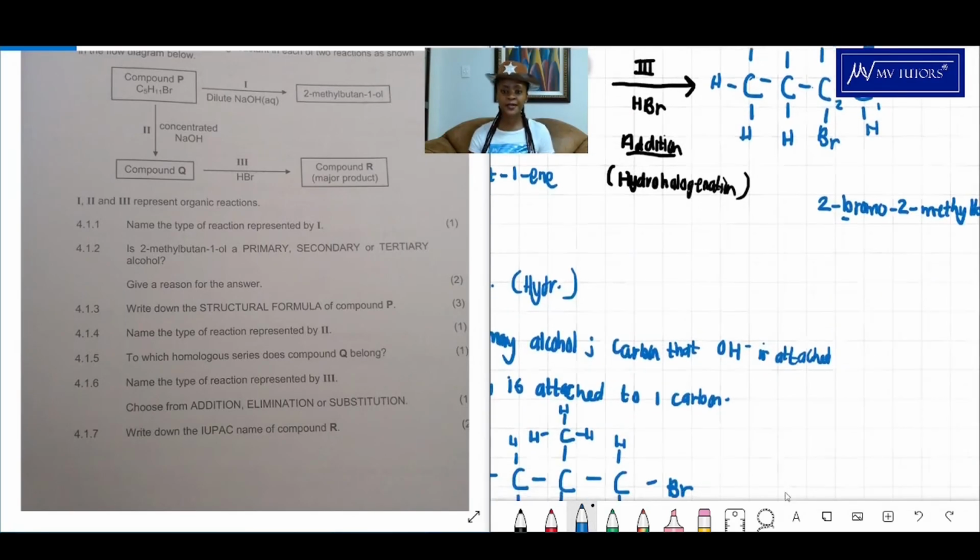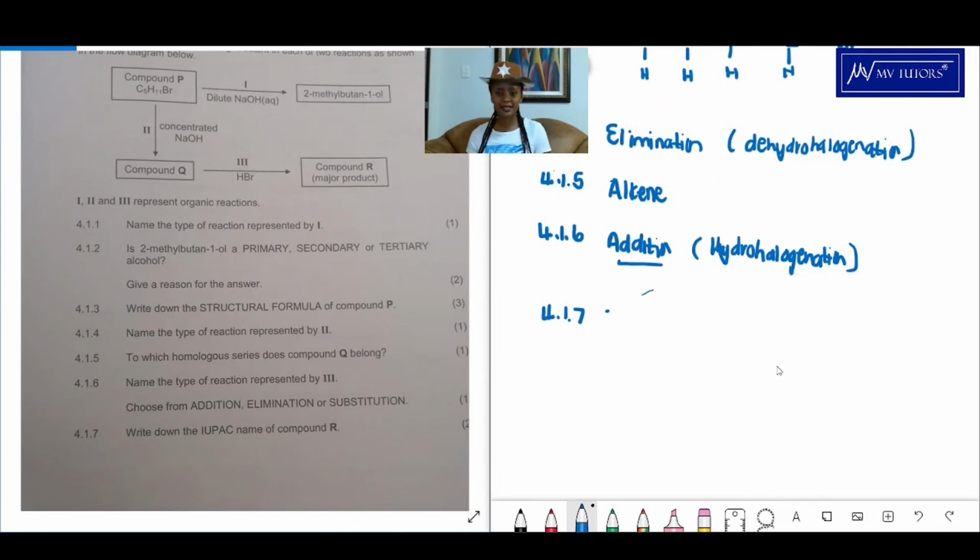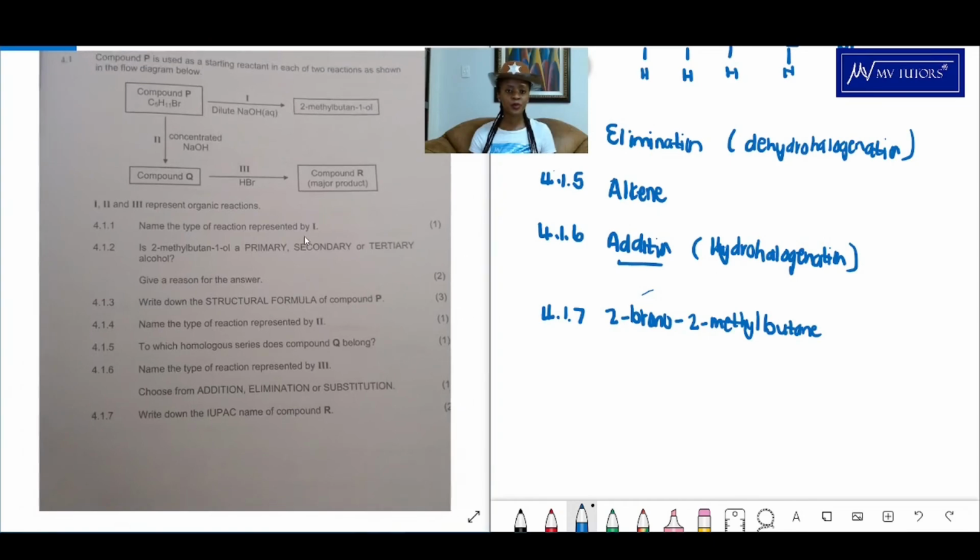Okay, so this is the first part of question 4. Let me just write it again. 2 bromo, because B comes before M. 2 methyl butane. Okay, and then now we go to 4.2.